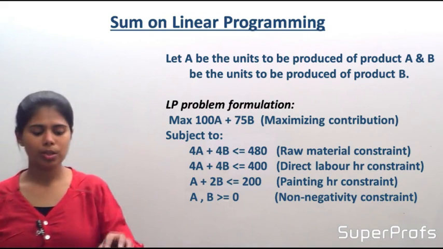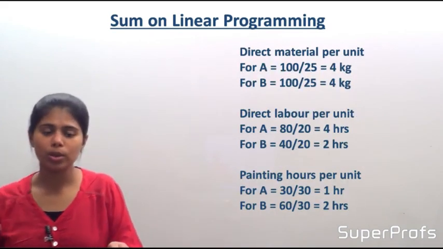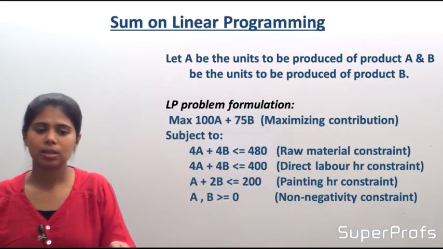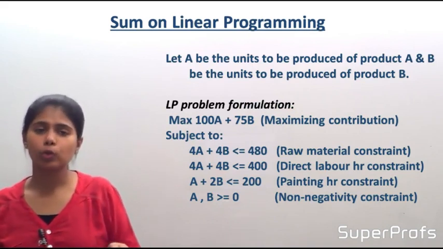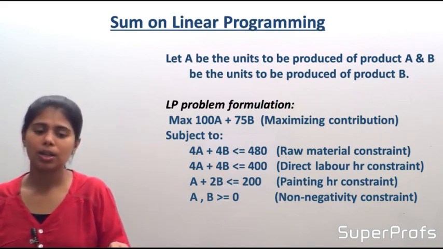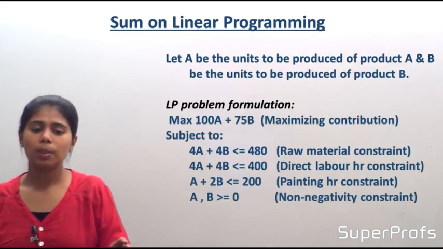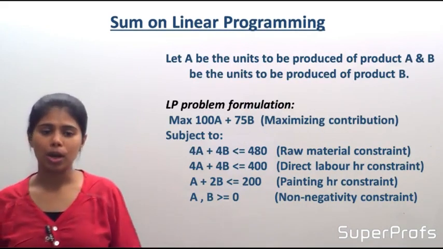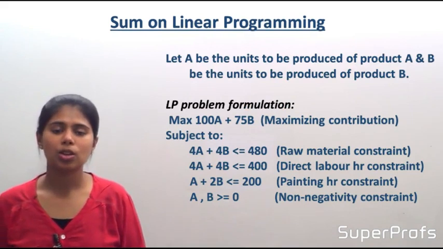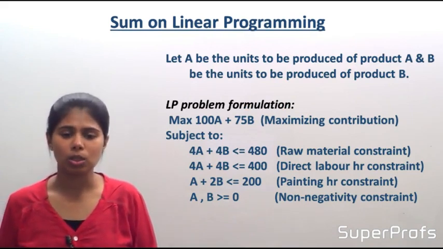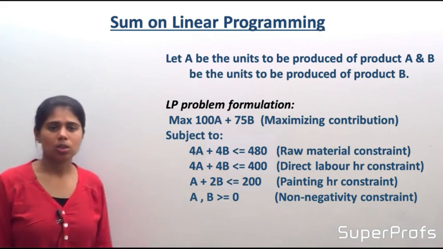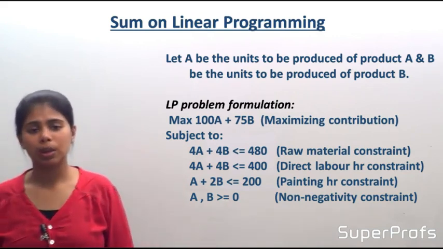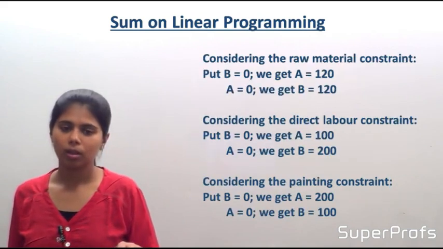Direct labor hours also is 4 and 2. So this is a typo. It should be 4A plus 2B less than or equal to 400, and painting hour is 1 and 2. So A plus 2B less than or equal to 200, and a non-negativity constraint of A, B greater than or equal to 0. This is known as formulating an LPP problem. So this is the formulation of a linear programming problem.